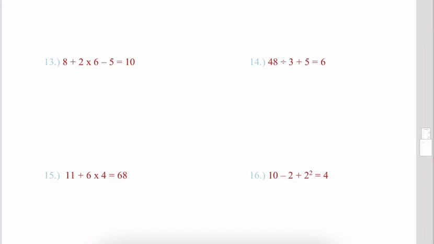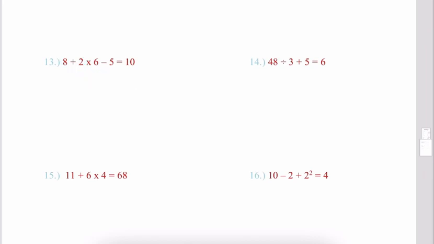If we put the brackets here, then we have to add first. 8 plus 2, this would be 10. 10 times 6 is 60. Then we need to subtract 5, and this would give us 55, which is another answer that does not match the answer given in the question. So again, we have to erase this and start over again.